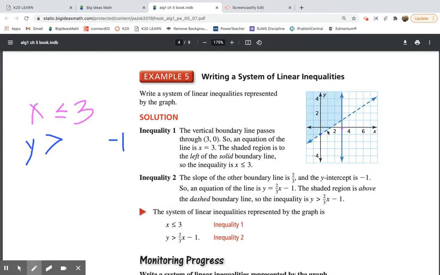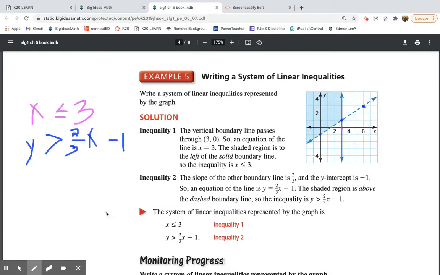So from that point, you have to find the next place where it actually intersects a point, which would be here. Looks like another one here. So from there to there, you count. That goes up 2 to the right 3. So that would be 2 over 3 x.